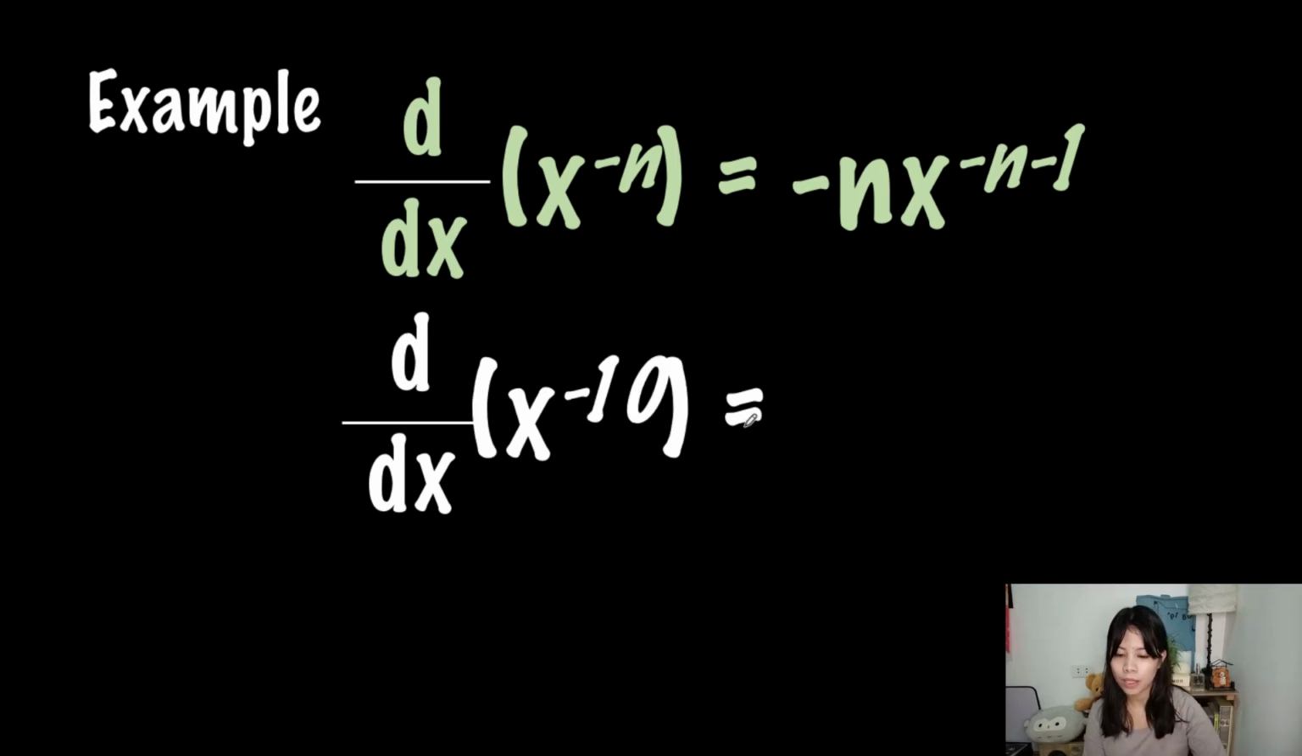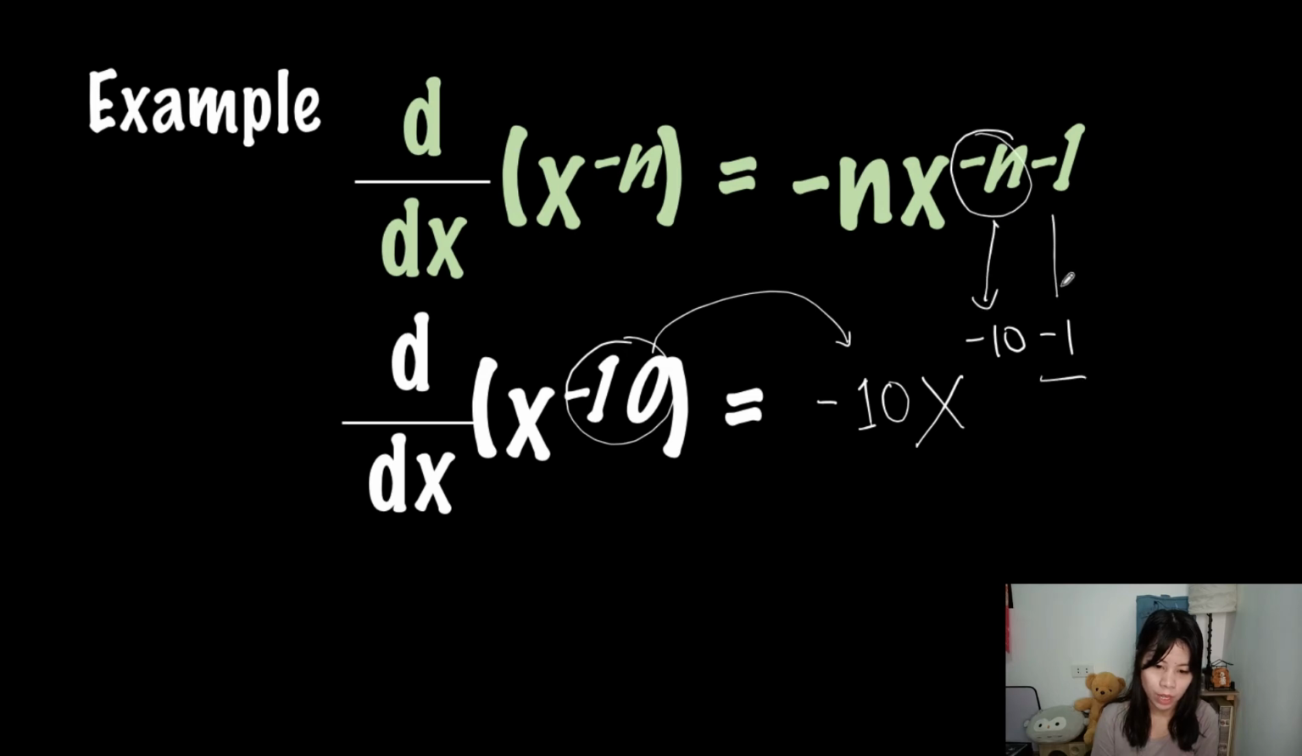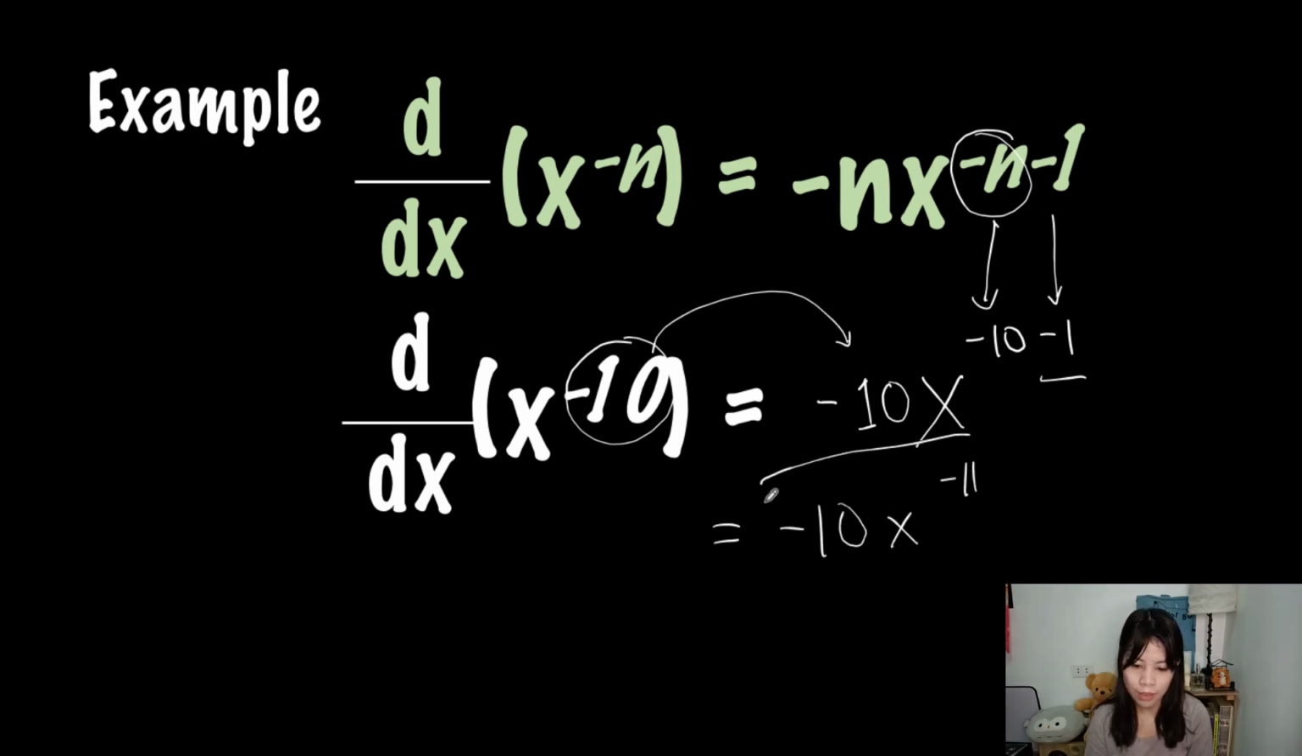Another example, yan, the derivative of x raised to negative 10 with respect to x will be, baba mo si negative 10. Baba mo siya. Kopyahin mo si base, which is si x. Raise mo siya sa negative 10 minus 1. So, this will be equal to negative 10x raised to negative 11.